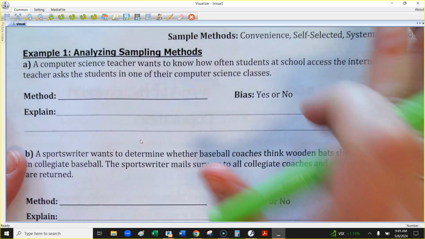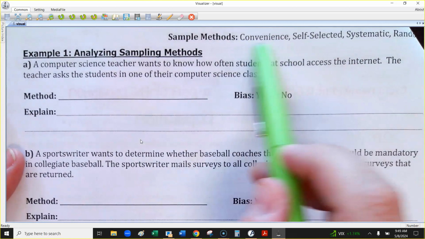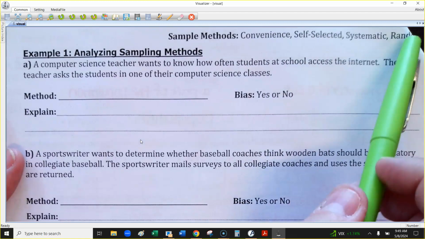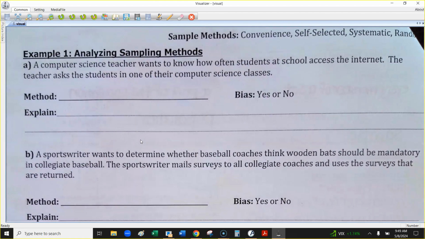Okay, so I just put the little sample methods at the top so you can see them: convenience, self-selected, systematic, and random. We're going to read the prompt and we're going to decide which method it would be. That should not be anything that anybody has different. Everybody should have the same method.